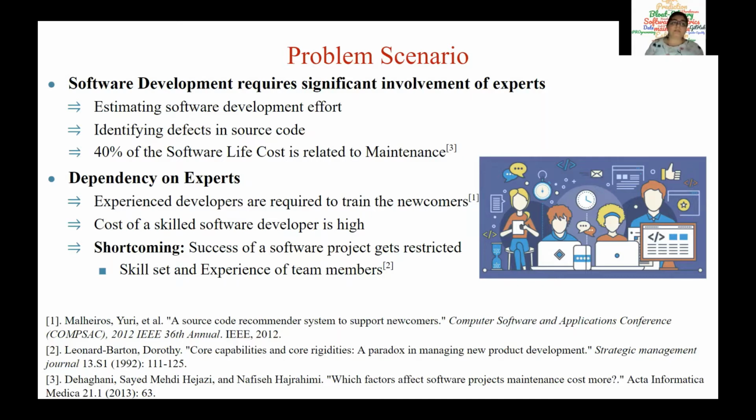Now, this also leads us to a dependency on experts, where we require experienced developers to train the newcomers. Also, the cost of a skilled software developer is high. Another shortcoming is that the success of a software project gets restricted to the skill set and experience of the team members and experts involved. Therefore, we feel it is very desirable to have an automated solution for defect prediction, which helps perform the task quickly but with reasonable accuracy and precision.